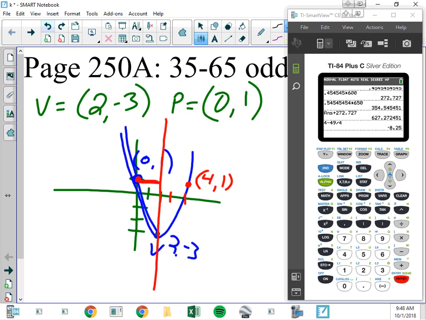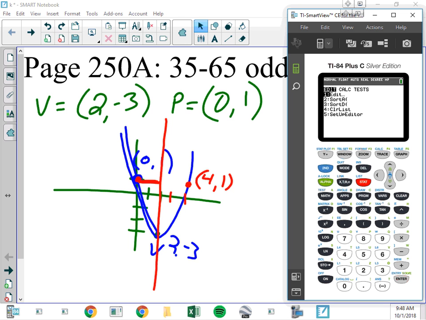Okay, now don't do this because this isn't the way we're going to do it, but I want to show you this just in case you ever get stuck and you need an equation. If I go into my stat, go into edit, I am going to create 3 points and then ask the calculator to find the equation. So my x's are 0, 2, and 4, and my y values are 1, -3, and 1. And they have to match up. So the x's and y's have to go together. One of the points is 0, 1, one of them is 2, -3, and one of them is 4, 1.